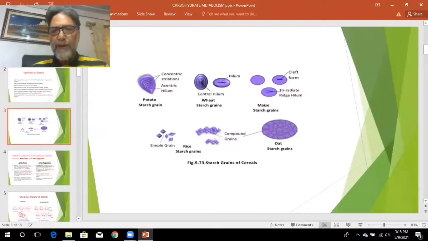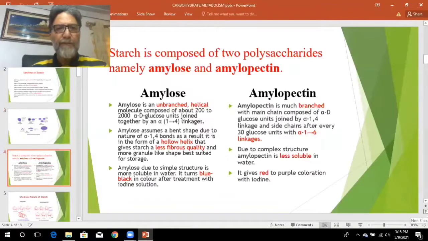When we discuss the chemical nature of these starch grains, you'll see starch is composed of two polysaccharides, namely amylose and amylopectin. What is the difference between the two? Amylose is an unbranched helical molecule composed of about 200 to 2000 alpha D-glucose units joined together by alpha 1,4 linkages. That means amylose has a number of D-glucose units, which can be from 200 to 2000, but they are linked by means of 1,4 linkages, and it is unbranched.